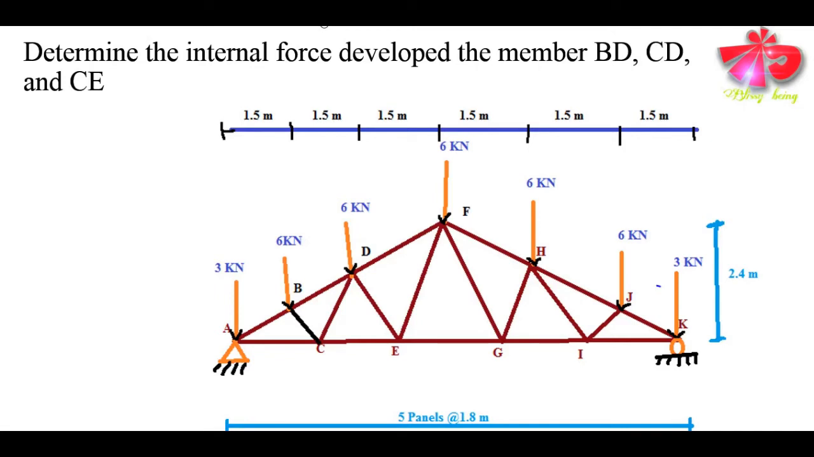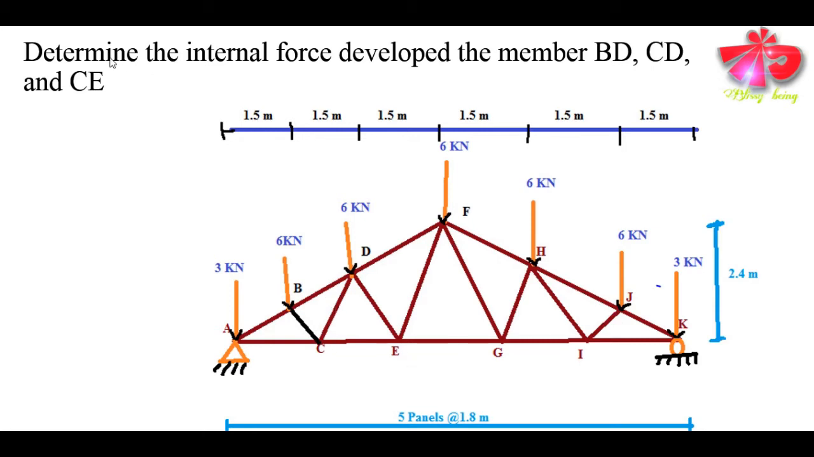section method. We are asked to determine the internal forces developed in the members BD, CD and CE. So we have a given truss as shown in the figure, and we are asked to determine the member forces that are developed in the members BD, CD and CE.